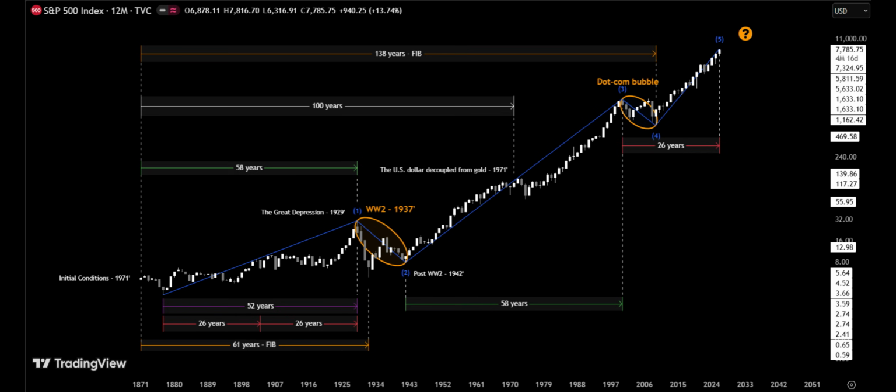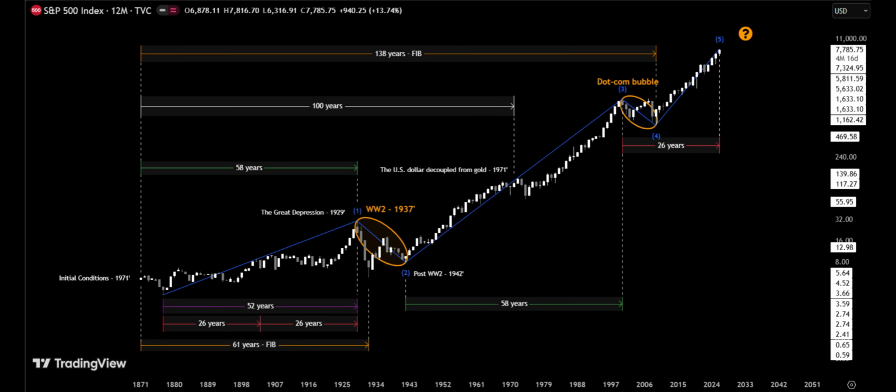Image 1, the 155-year time structure. The first image is the largest scale. This is the S&P 500 compressed into a 12-month representation across roughly 155 years, beginning in 1871. At this scale, individual candles become almost irrelevant. What matters is the architecture of the movement. The structure can be interpreted as 5 major waves. Wave 1, Wave 2, Wave 3, Wave 4, and Wave 5.